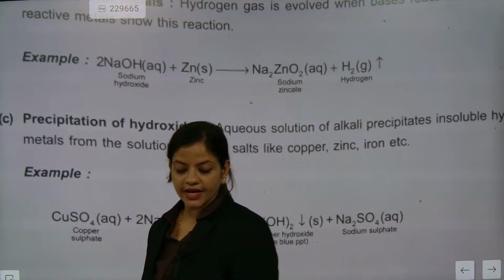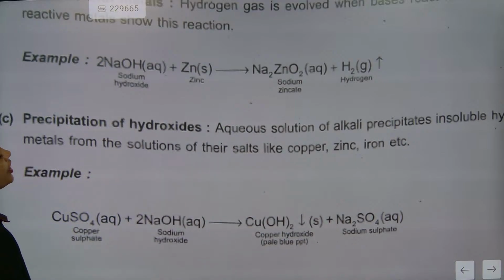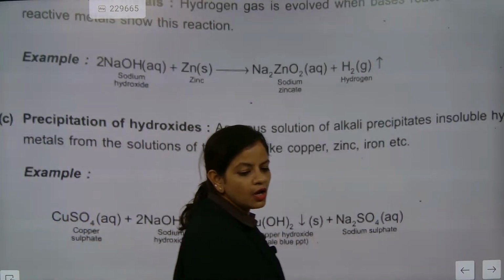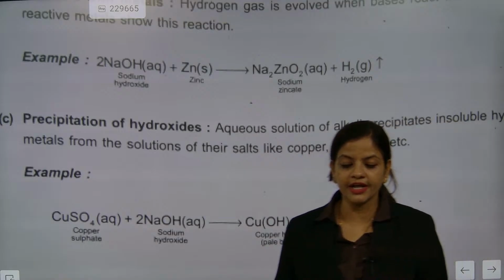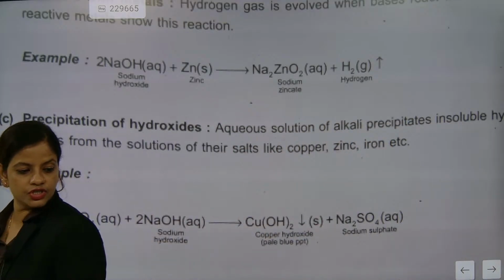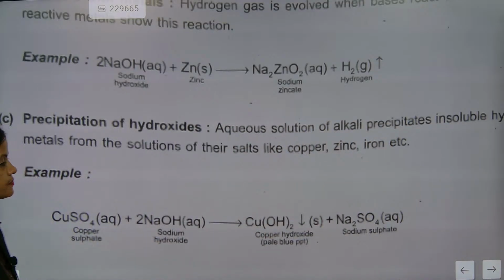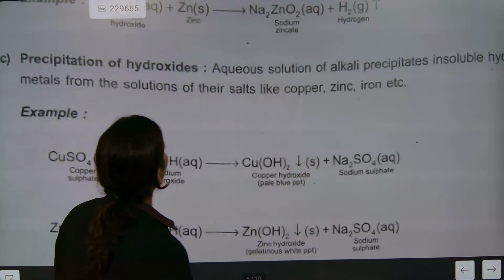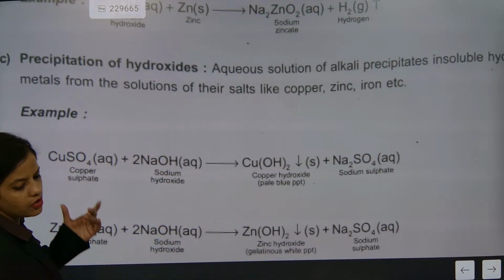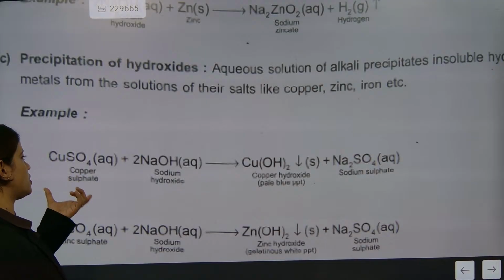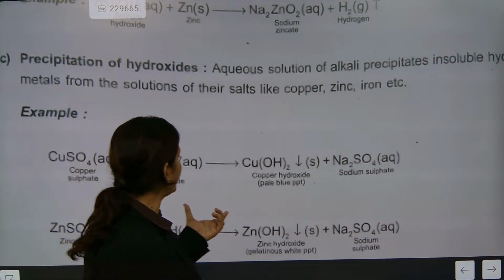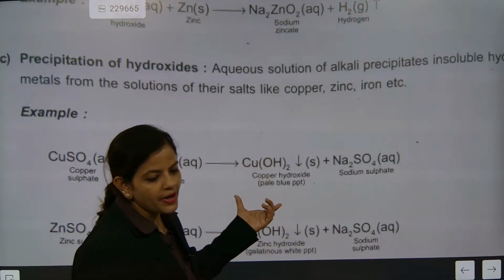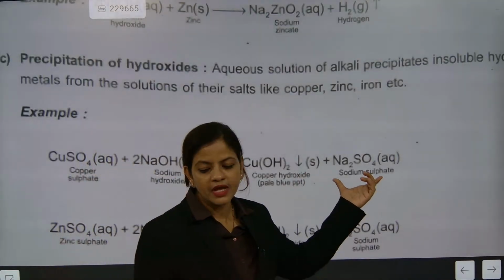Yes, sodium zincate. Sodium zincate is what, beta? Sodium zincate is Na2ZnO2. Na2ZnO2 plus hydrogen. Understood? Now precipitation of hydroxides. What does precipitation of hydroxide mean here? That is CuSO4 plus NaOH. What is it making? Copper hydroxide and sodium sulfate.